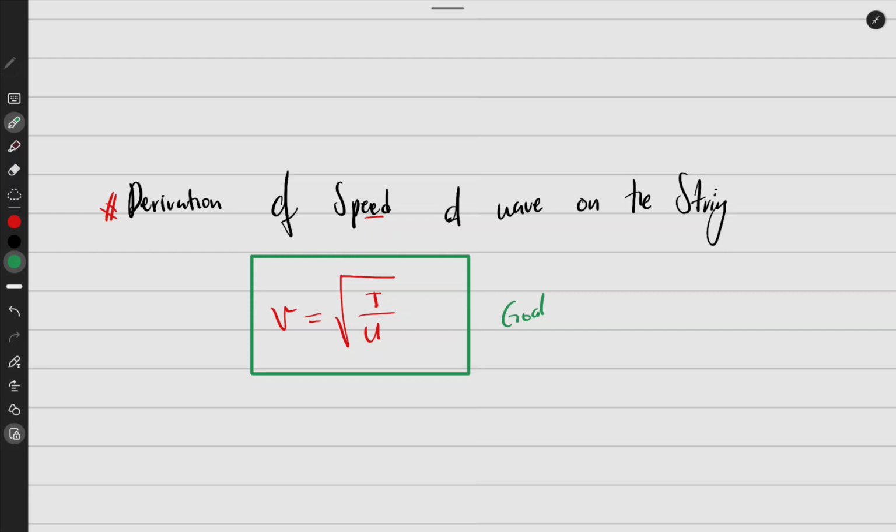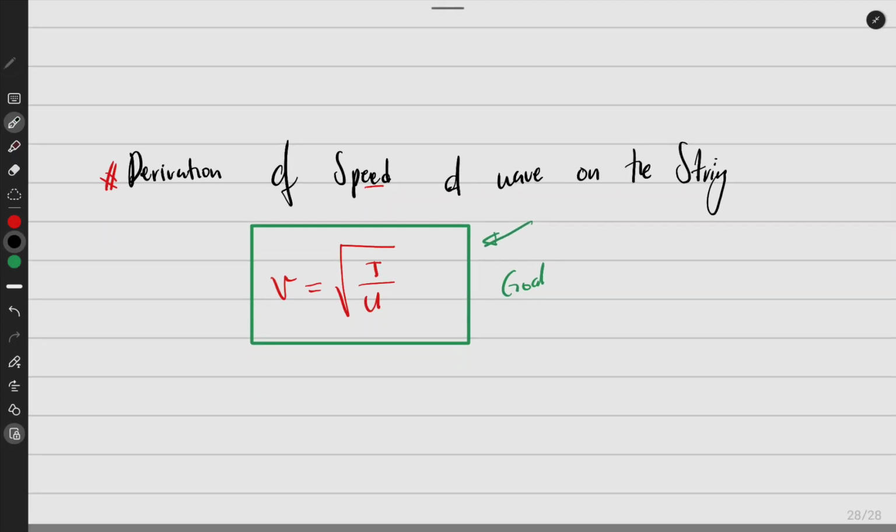If you are doing a derivation, first of all, you should have an idea of what the expected result is. So this is our expected result. We're expecting to get this. Okay, let me just get it started.